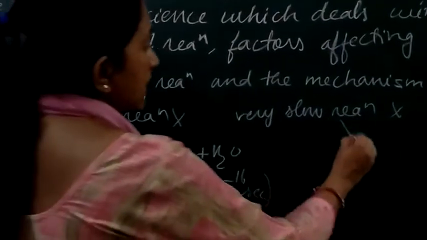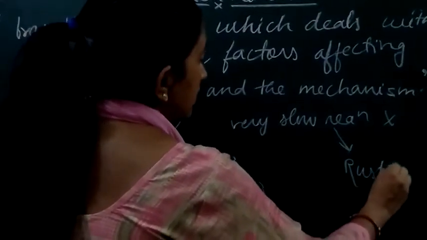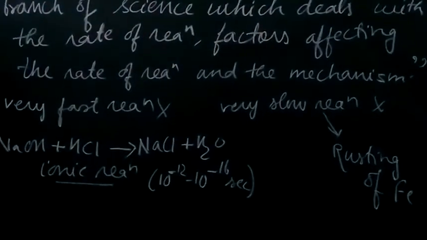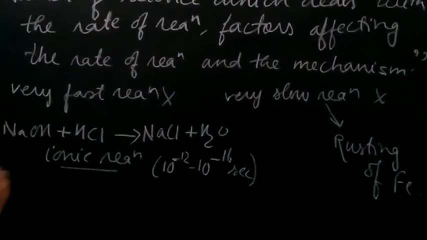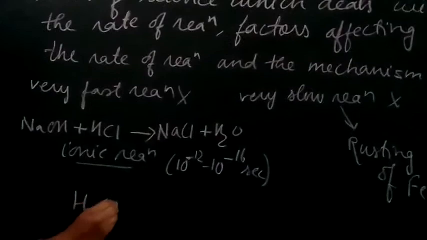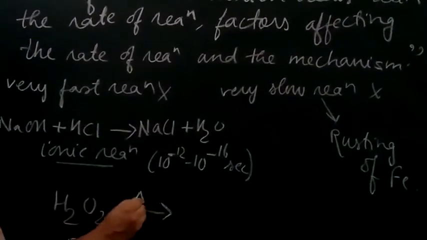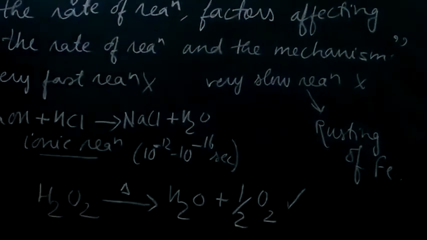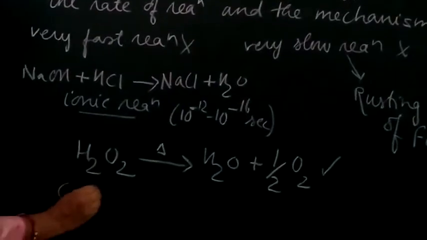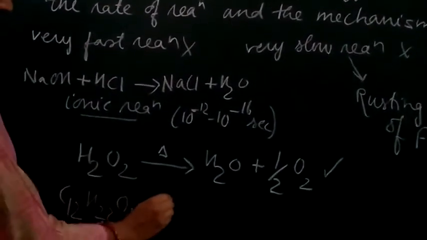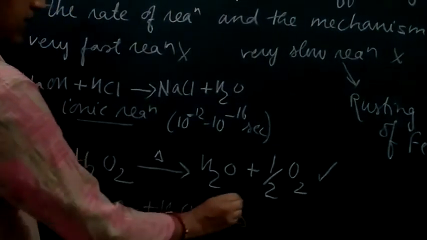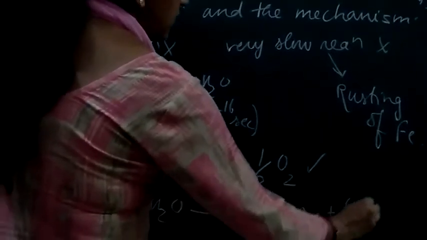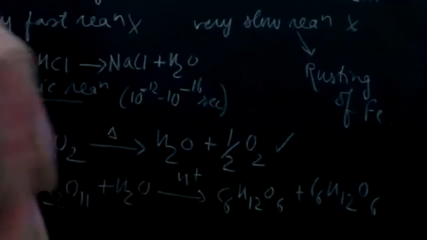And here we will not study the example we have taken of rusting of iron, right? It takes a long time to take place. So we will study the reactions which will be of moderate rate. For example, we will take hydrogen peroxide, its thermal decomposition, right? We can study this reaction, or we can study the hydrolysis of sugar in presence of an acid to form glucose and fructose, right?